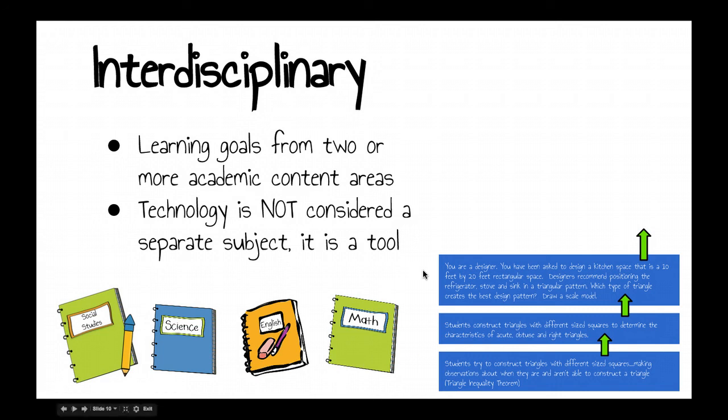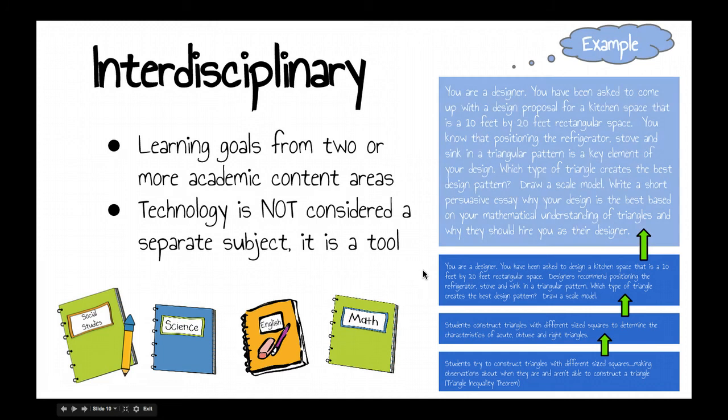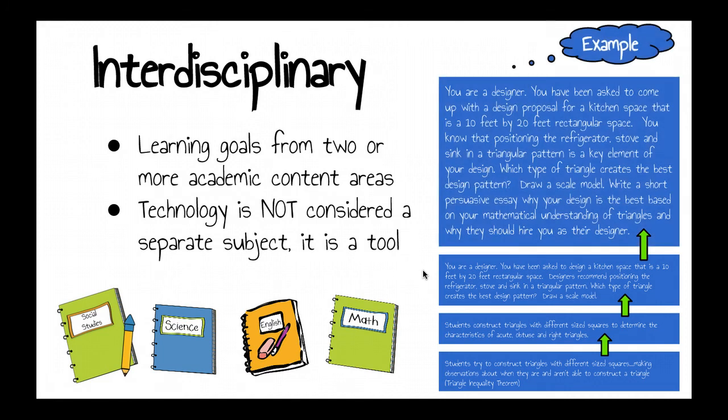So if we continue our example and tweak it just a bit, they're still the designer. And they've been asked now to come up with a design proposal for a kitchen space that is 10 feet by 20 feet, a rectangular space. And they know that design experts encourage positioning of the refrigerator, stove, and sink to be in a triangular pattern.